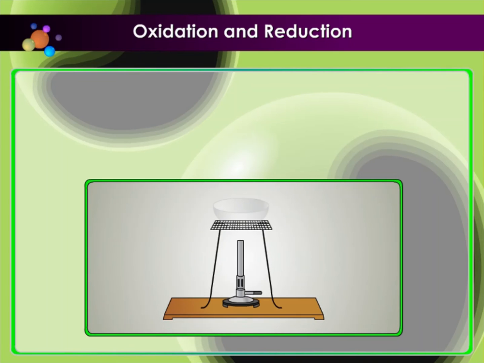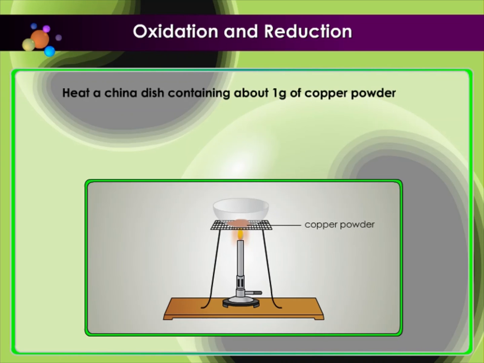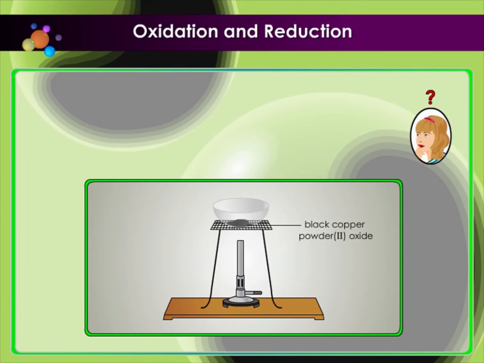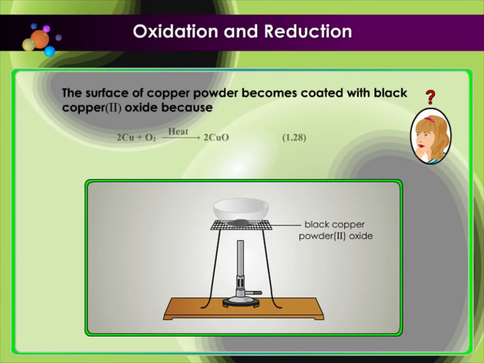Let's perform an activity to understand the phenomenon of oxidation. Heat a china dish containing about 1 gram of copper powder. The surface of copper powder becomes coated with black copper(II) oxide. Why is the black substance formed? This is because oxygen is added to copper and copper oxide is formed.